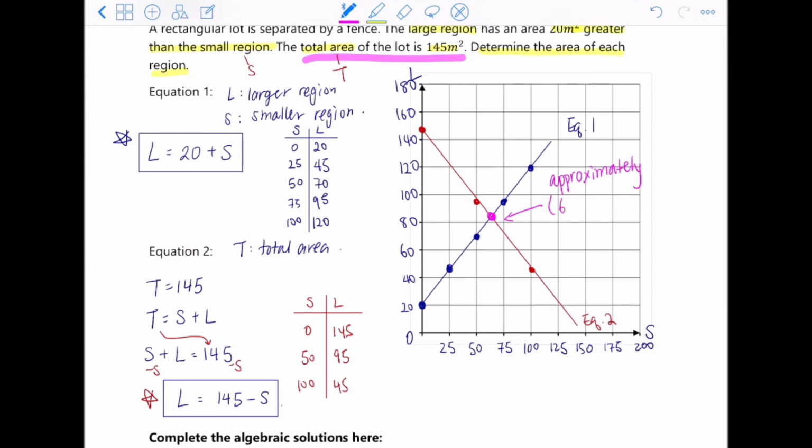60, 65. Let's do 65. And then it's a little bit above 80, so let's do 82. Let's do 82, yeah. Approximately. Because we don't exactly know the value of it just yet. So this is when solving it graphically doesn't give you an exact value. So the only way we can double check is to solve it algebraically.